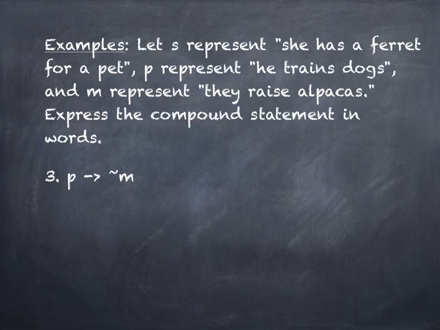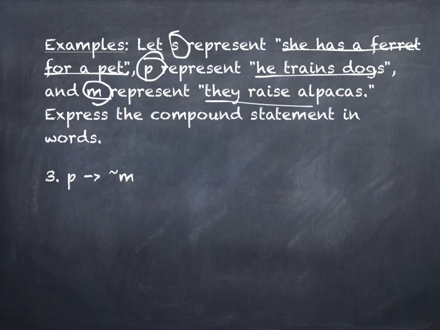The one that we're going to do next is going to be like what we did when we first did and/or statements. We're going to take statements that are written out, which will be number 4, and turn them into symbols, or statements like number 3 where they're in symbols and we're going to write them out, okay? We've got 3 letters identified and described. S is she has a ferret for a pet. P is he trains dogs. And M is they raise alpacas.